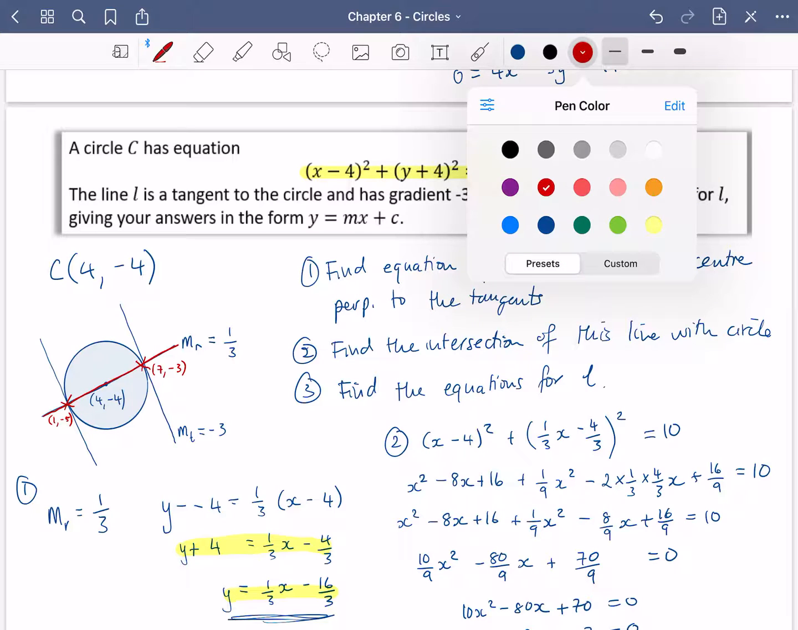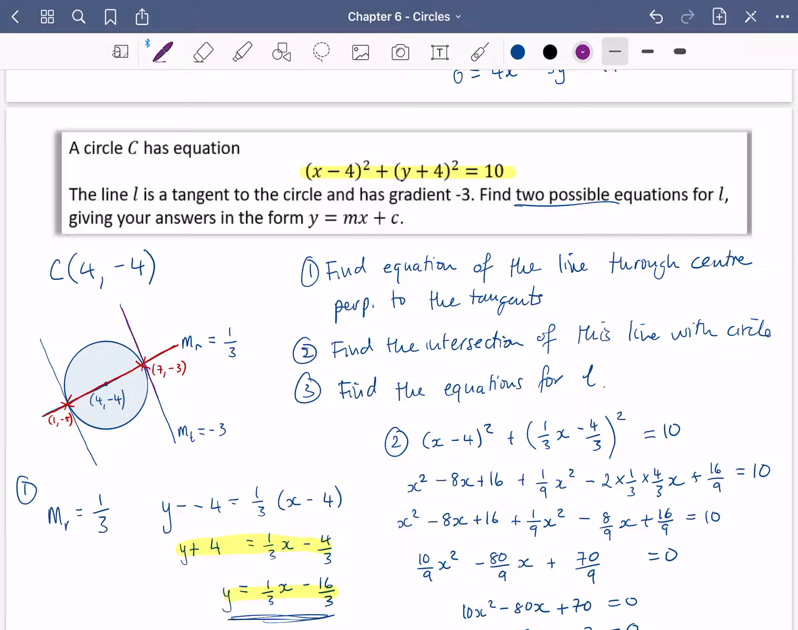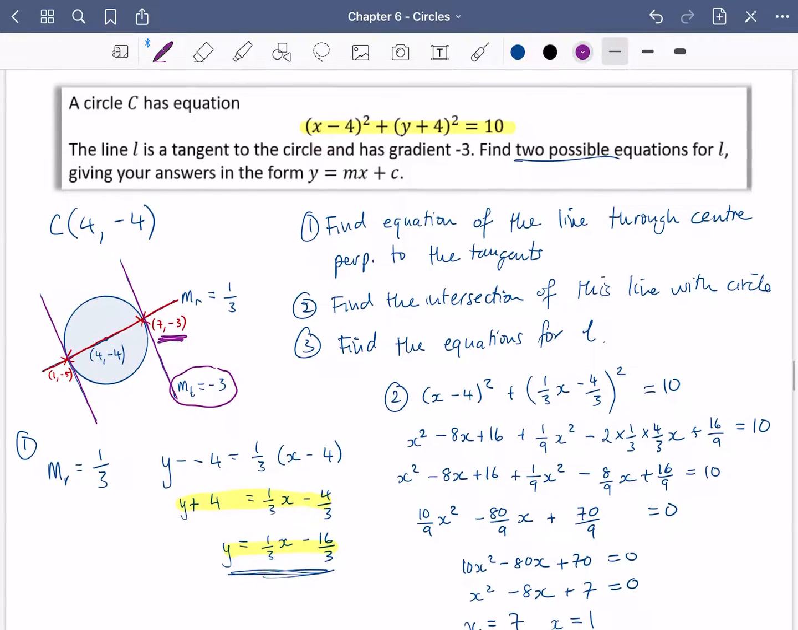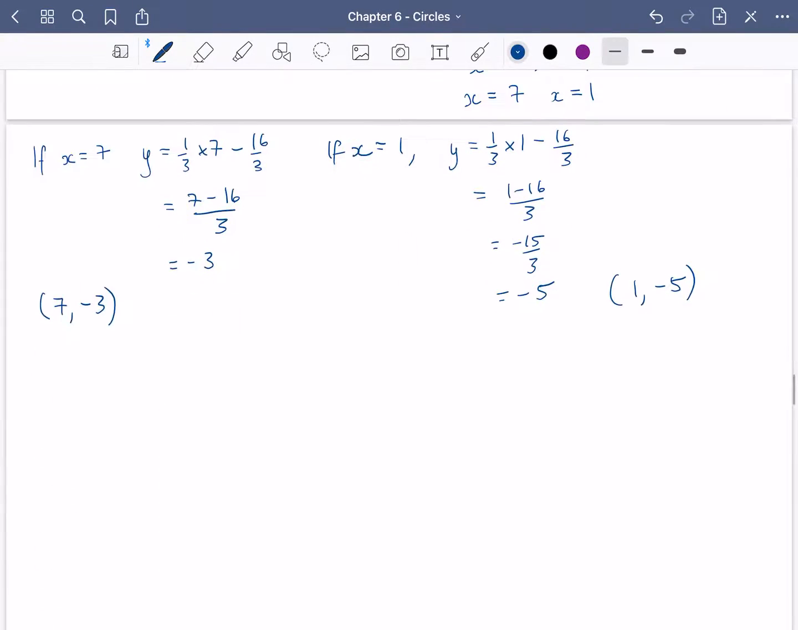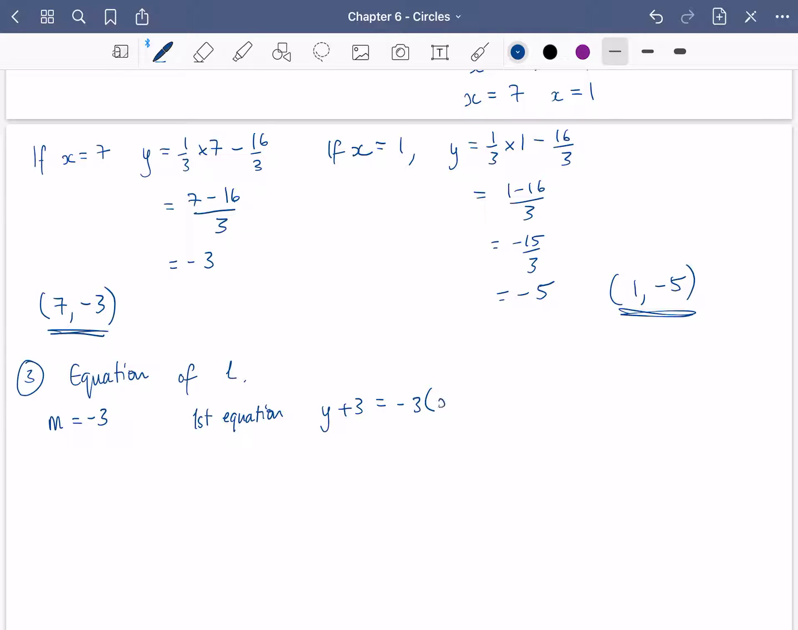Now, for the equations for L, all we really need to do is use what we know: its gradient and a coordinate. So that's why we're going to use the equation of the line again. For this third part, the equation of L, we know two things: the gradient is minus 3, and the points it's going through are this one and this one. So our first equation is going to be y minus minus 3, or y plus 3, equals m brackets x minus 7.